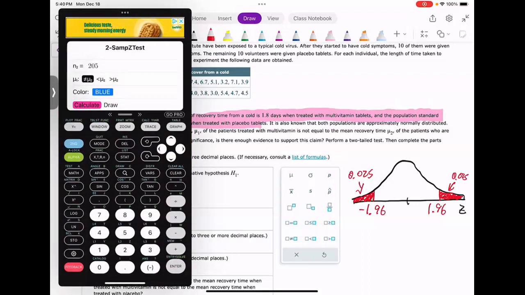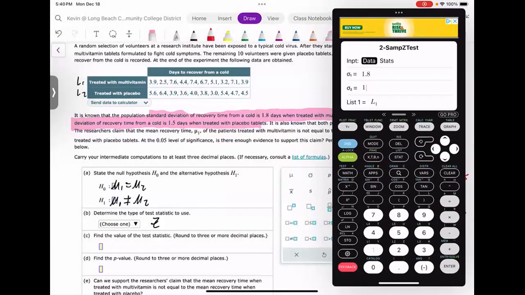All right, so we are going to use raw data. And let's start with our, this was 1.8, 1.8. It was 1.5, yes, 1.5. My data is in list 1 and 2. This is a not equal to, and let's do this. So here is our Z test statistic.